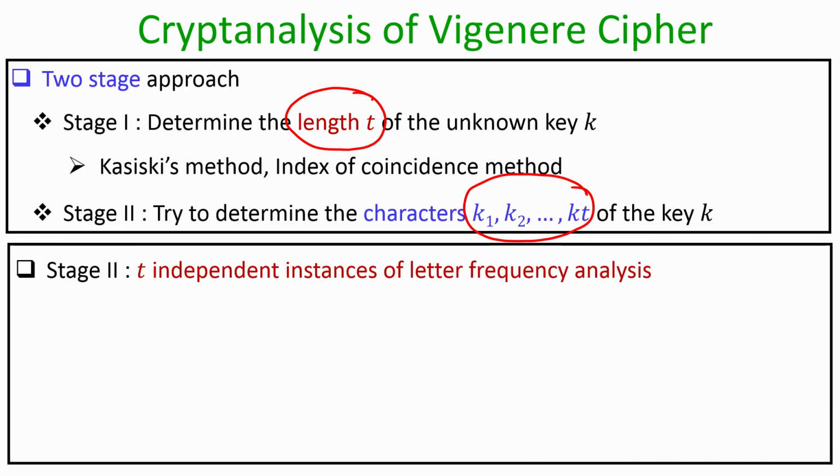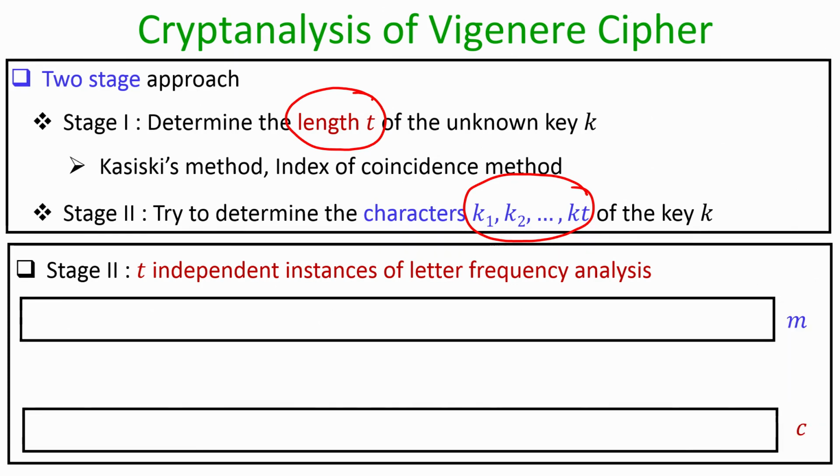The idea here will be to run t independent instances of frequency analysis. What I mean by that is, imagine the adversary got the ciphertext, because we are assuming we are in the ciphertext only attack model, and its goal is to find the unknown plain text.